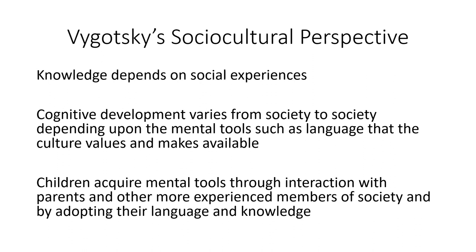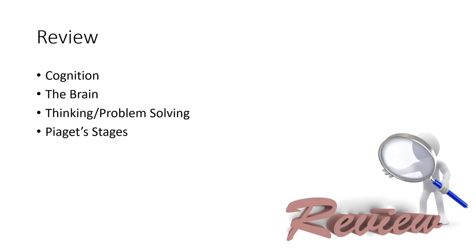We've talked about kids, we talked about adolescence some, so we'll have less to talk about when we get to cognition with adolescence. But this is basically the path that we've looked at with development. We've looked at Piaget. He said there are these stages, these challenges. Vygotsky came in and said society and culture really matter and shape these developmental outcomes. So in conclusion, we talked about cognition, we looked at the brain a little bit, we looked at thinking and problem solving, and we finished with Piaget's stages and then Vygotsky's sociocultural perspective.